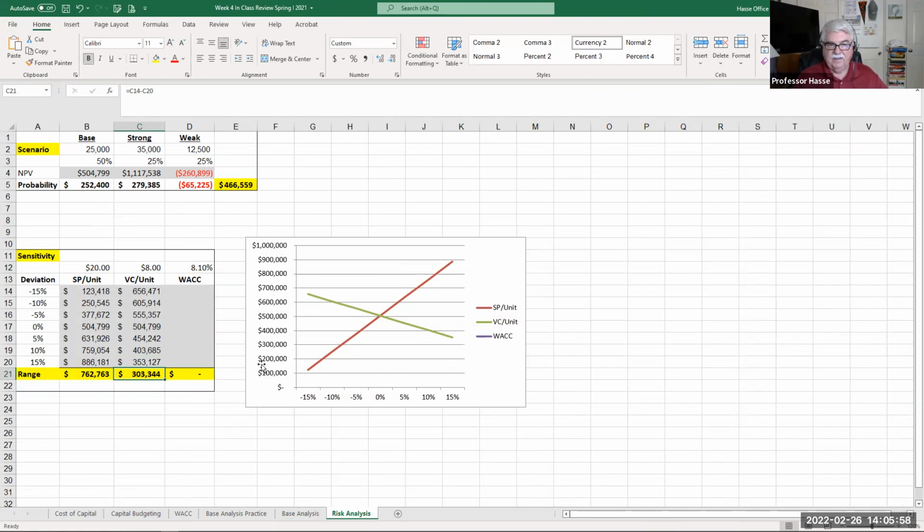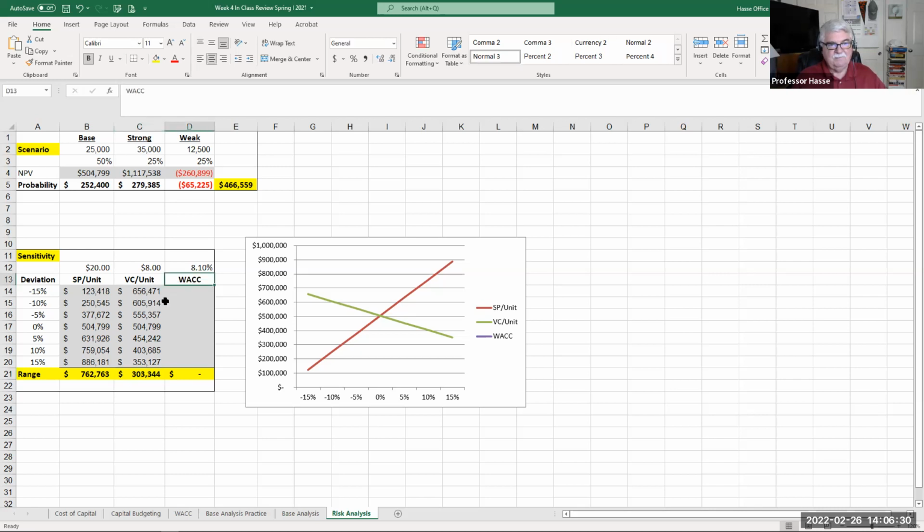Notice how the slope of the line is not as severe as the selling price, and that's related to the range. The range is a lot lower from top to bottom here. Thus, the slope is a lot flatter. And it's showing us that, yes, if variable costs do change, we will have a change in NPV, but not as dramatic, naturally, as a change in the selling price. Changing selling prices affect your profitability a lot more than specific segments of your expenses. And it's shown in this little analysis.